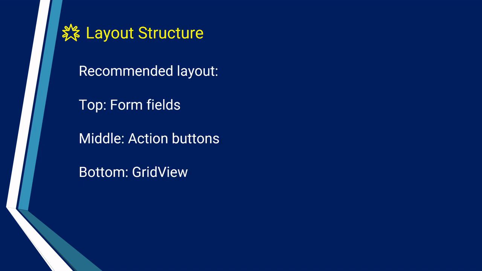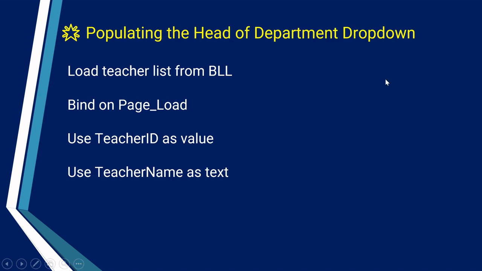A clean layout places form fields at the top, action buttons in the middle, and the grid view at the bottom. This structure keeps the form organized and easy to use. To populate the head of the department drop-down, load the teacher list from the BLL and bind it on page load. Use teacher ID as the value field and teacher's full name as the display text.